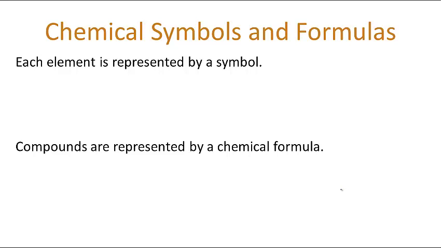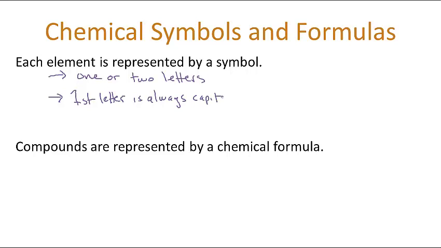So, on the periodic table, each element is represented by a symbol. So, each element has 1 or 2 letters. And this is actually universally true. When I taught in Japan, we used the same periodic table with the same symbols, same letters. The first letter is always capital. That's the mistake that a lot of students make, is that they might make them all capital or all lowercase. Nope, the first letter of an element is always capital, and the second letter is always lowercase, if there is one.